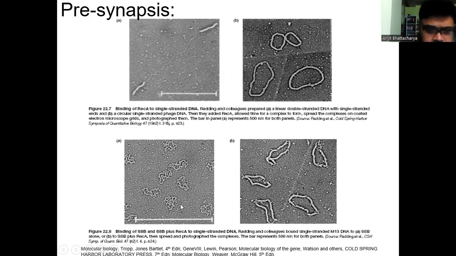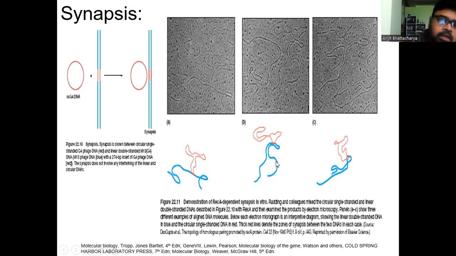Then here it is shown that binding of SSB and RecA to single-stranded DNA. So it's the electron image of that. And here, if the DNA is bound to SSB alone, it looks like this. And if the DNA is bound with RecA and SSB, the DNA conformation looks like this.